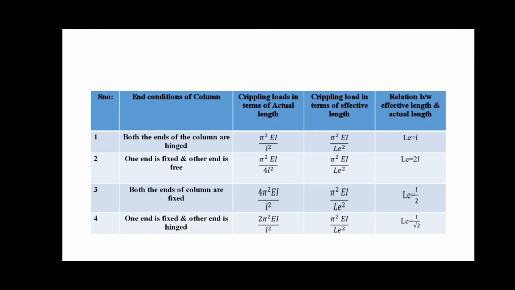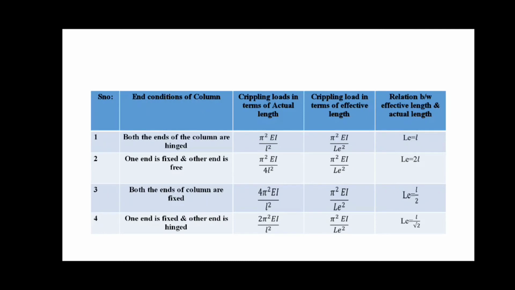Then the second case, one end is fixed and the other end is free. Crippling load in terms of actual length will be equal to pi square EI by 4L square and crippling load in terms of effective length will be equal to pi square EI by LE square as usual. Then what will be the relation between the effective length and actual length? The effective length LE will be equal to 2L.